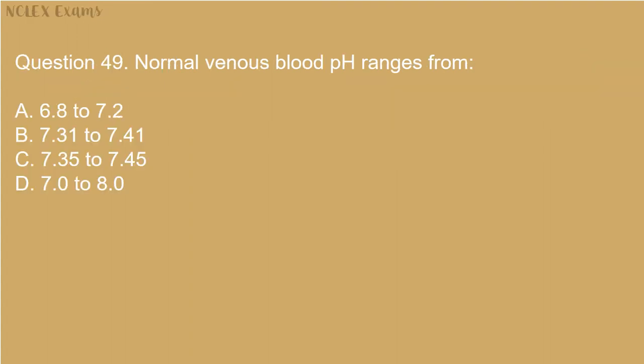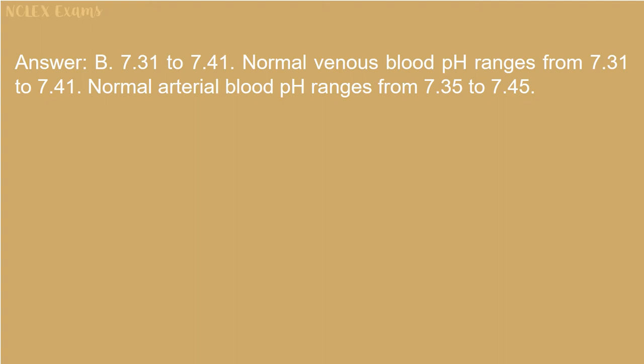Question 49. Normal venous blood pH ranges from A. 6.8 to 7.2. B. 7.31 to 7.41. C. 7.35 to 7.45. D. 7.0 to 8.0. Answer B. 7.31 to 7.41. Normal venous blood pH ranges from 7.31 to 7.41. Normal arterial blood pH ranges from 7.35 to 7.45.